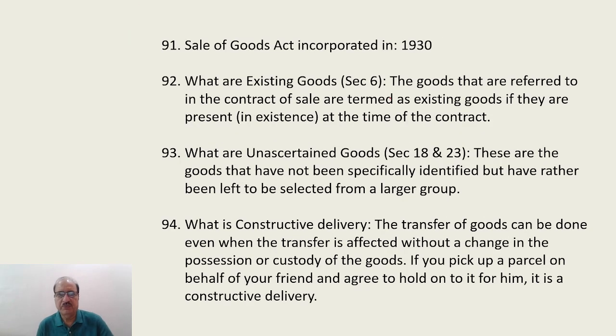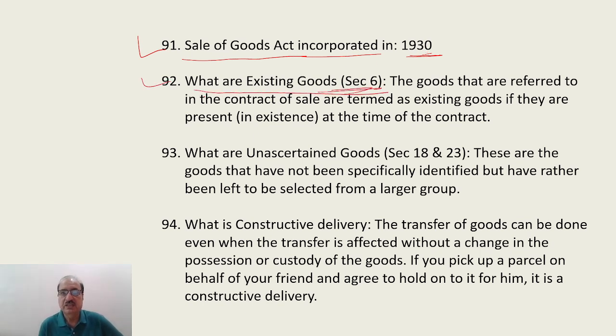So we have done 87, 88, 89, 90. Let's go to the 91. Question number 91. Sale of Goods Act incorporated in 1930. When was the Sale of Goods Act enacted? 1930. Kab bana tha Sale of Goods Act? 1930. What are existing goods?